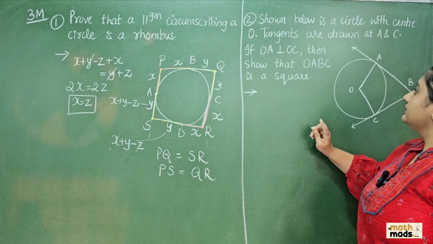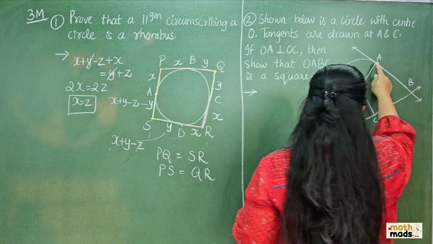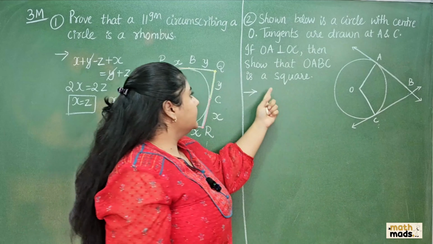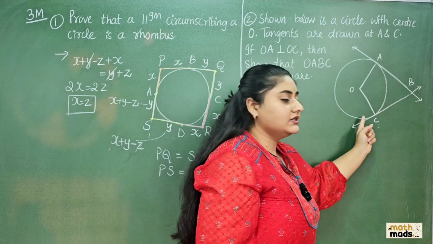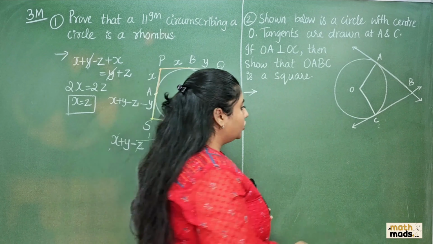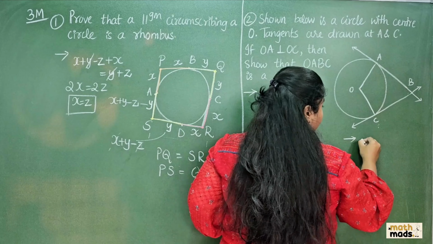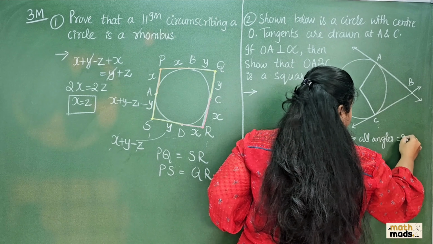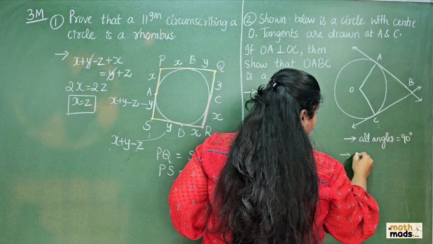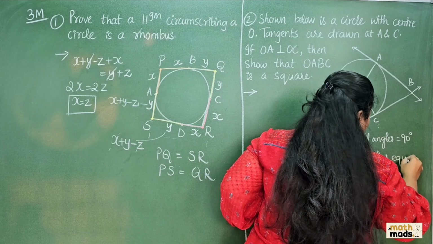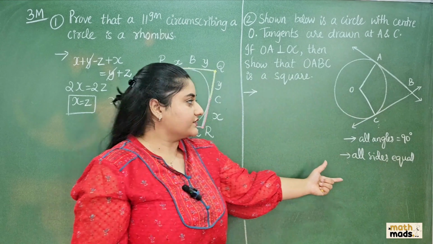Shown below is a circle with center O. Tangents are drawn at A and C. If OA is perpendicular to OC, then show that OABC is a square. Now, if you have to prove that any quadrilateral is a square, there are two things that you have to satisfy. One is all angles should be equal to 90 degrees. And the second one is all sides should be equal. So both conditions should be satisfied.